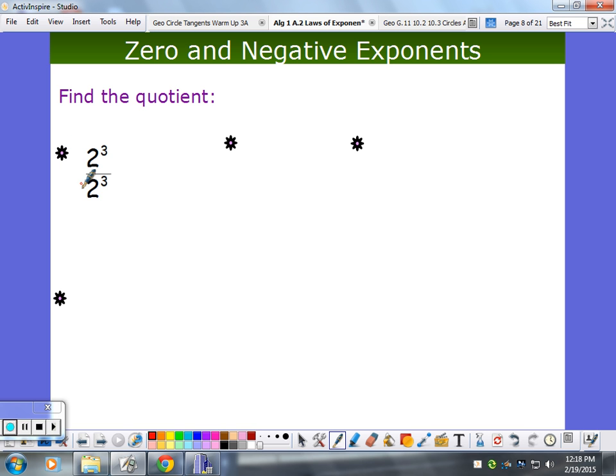So I'm looking up here. What's our rule? 2 to the 3rd, right? Same base. So you subtract, right? So what do you get? 3 minus 3. Wait a second. Same thing over same thing. What's 5 over 5? 1. What's 100 over 100? 1. What's 2 to the 3rd over 2 to the 3rd?